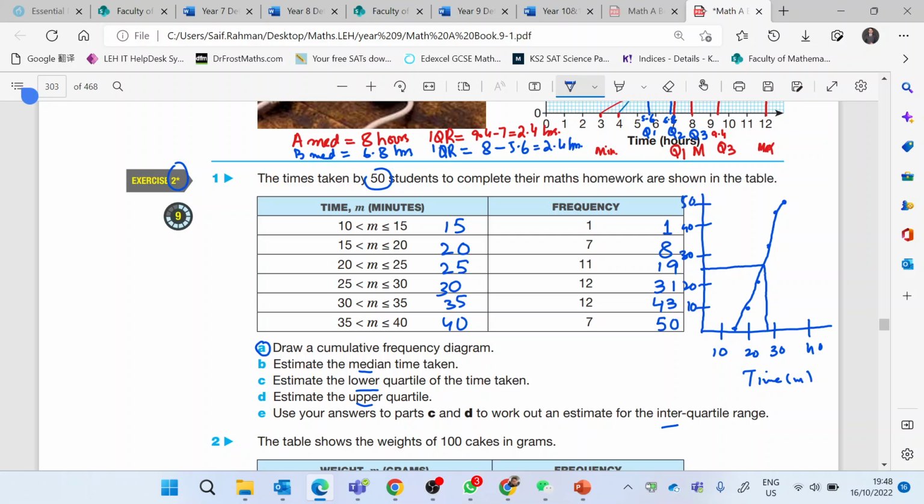Then estimate the lower quartile. The lower quartile would be 50 divided by 4, so Q1 is equal to 50 divided by 4, which is 12.5, between 12 and 13. So it should be here between 12 and 13 here.